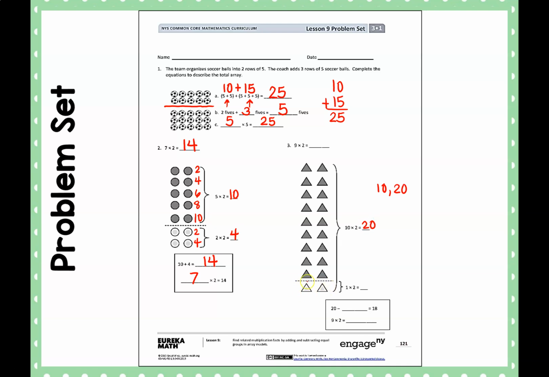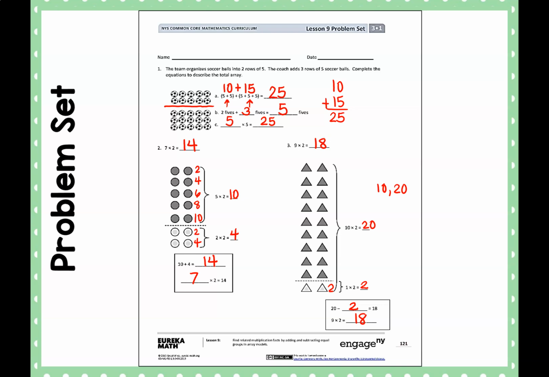Now let's look down here at the bottom. 1 times 2. Well, that's just 1, 2. Okay, but now we're subtracting because we're not trying to solve for 10 times 2. We're trying to solve for 9 times 2. So I'm taking 20, which was our answer up here, and subtracting what I got for our answer here. So I'm taking 20 minus 2, and they tell us that's 18. So then 9 times 2 is equal to 18.